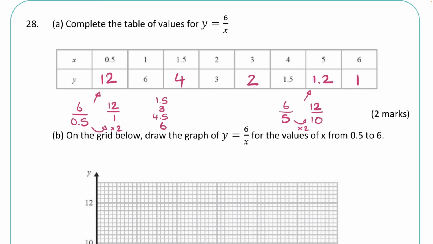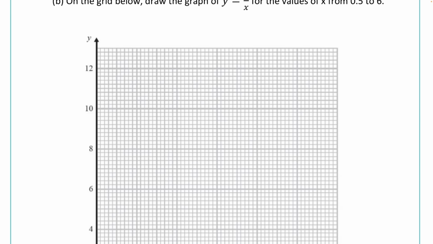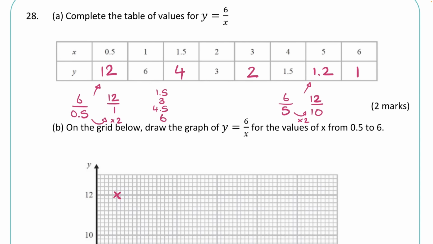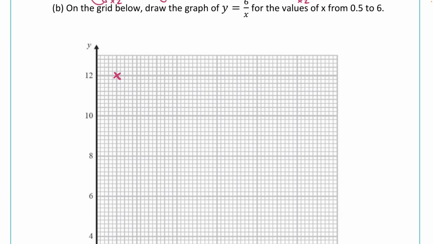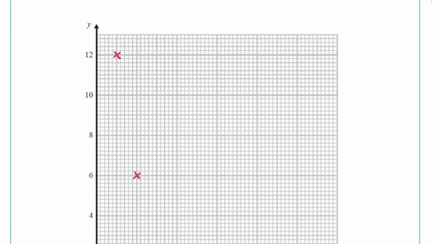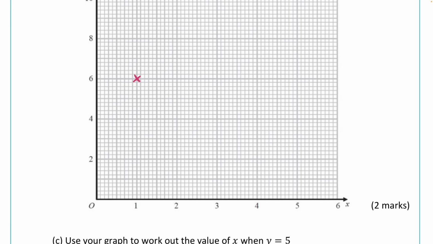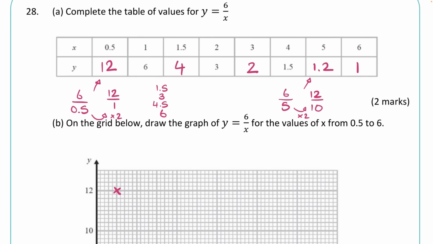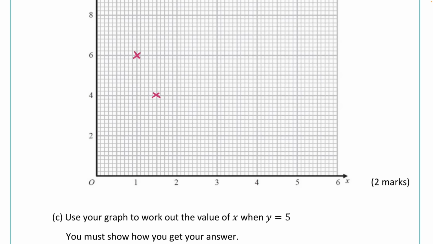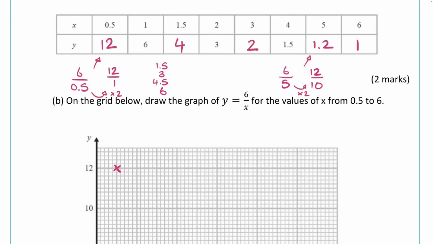Right, we've got to plot these points. So we've got 0.5 goes up to 12. Let's have a look. 0.5 is that first line. So up to 12, that's going to be just here. We have 1 that goes up to 6. So that's going to be just here. 1.5 goes up to 4. And that is there. 2 up to 3 and 3 up to 2. And then we've got a couple left.